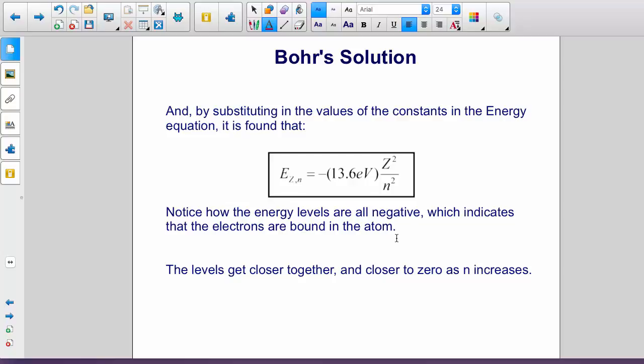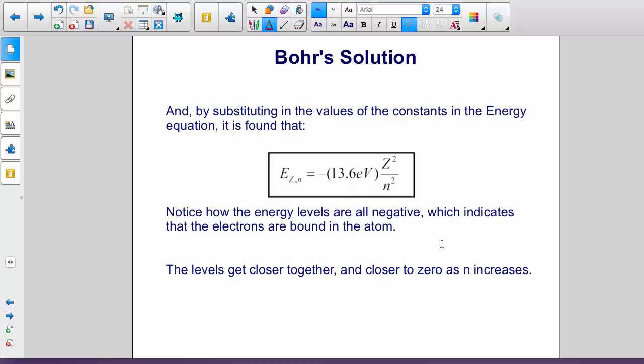By substituting all the values of all the constants in the energy equation given a couple of slides back, Bohr came up with a very simple result for the energy levels. The energy level is a function of the charge on the nucleus and the energy level, and is equal to -13.6 electron volts times the square of the number of protons, or the positive charges in the nucleus, divided by n squared, the energy level of the atom.